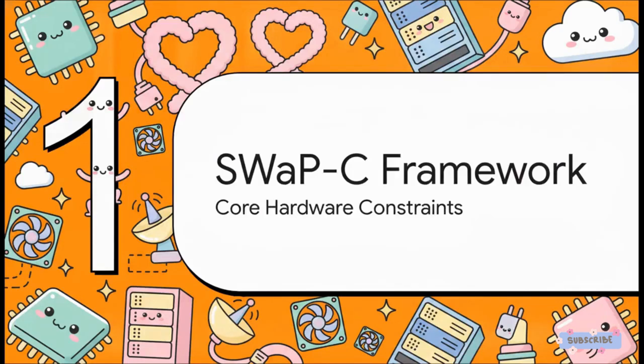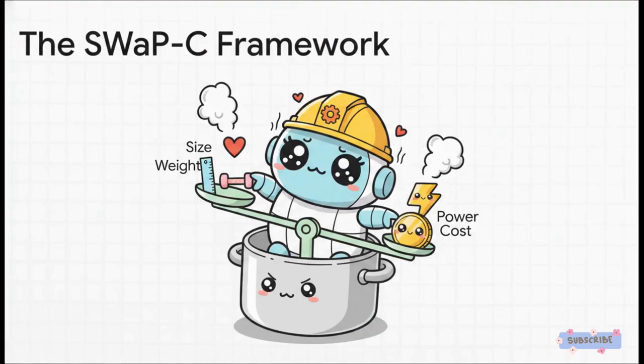Part 1, the SWaP-C framework and its core hardware constraints. To accurately classify any edge hardware, you literally must view it through the lens of SWaP-C. That stands for size, weight, power, and cost. You see, as computing moves out of pristine, climate-controlled server farms and gets closer to physical actions in the real world, these four parameters become an intense pressure cooker. Every single design choice made by hardware engineers is a delicate balancing act of these exact constraints.